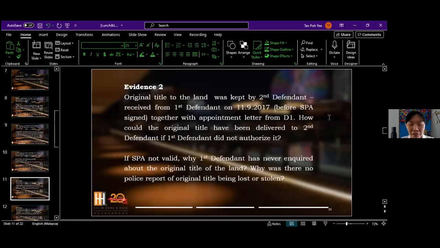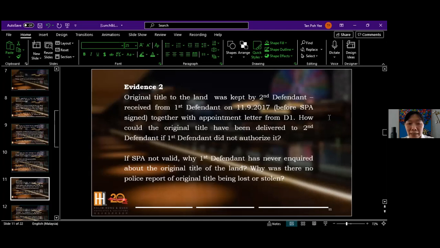The second evidence is the original title to the piece of land. The land title was kept by the second defendant. Remember, the second defendant acted for the first defendant in September 2007, before the SPA was signed, together with the appointment letter from D1. So how could the original title have been delivered to the second defendant if the first defendant had never authorized it? That's the question.